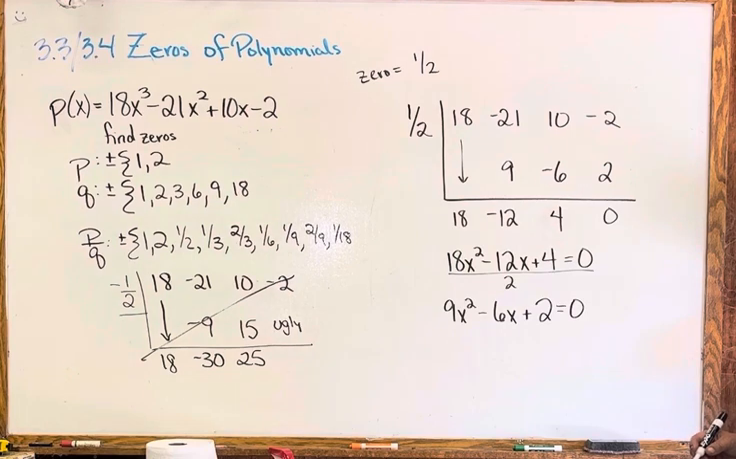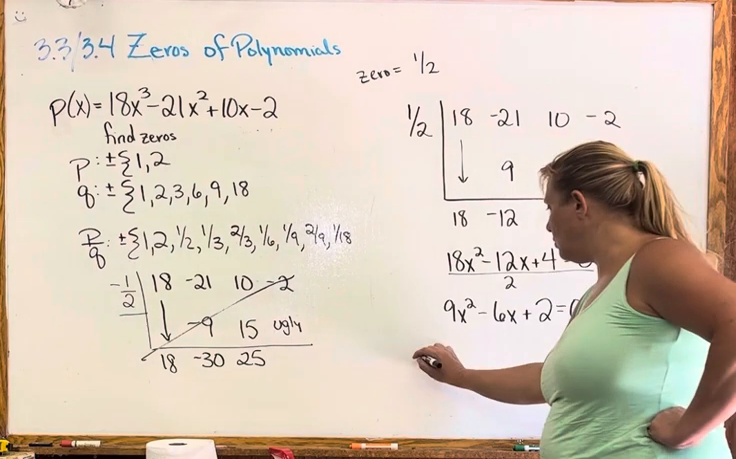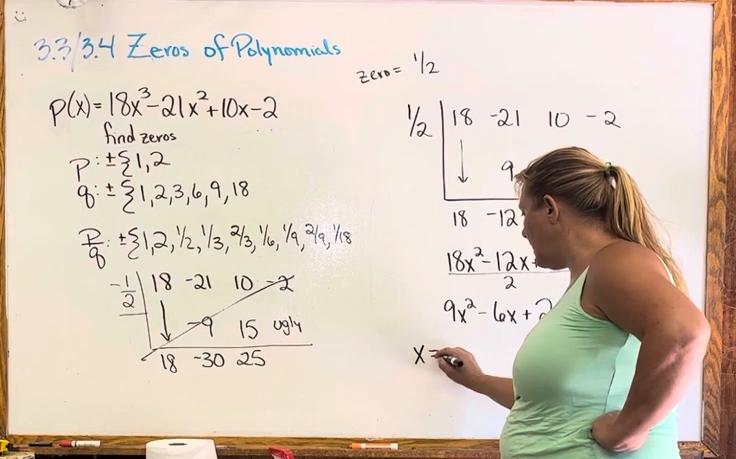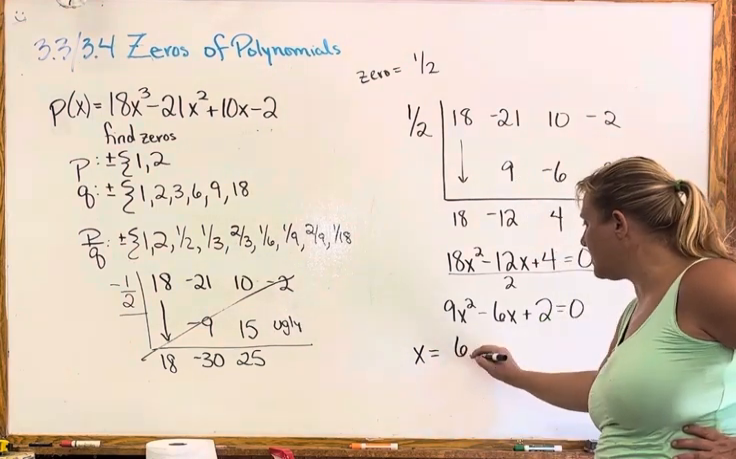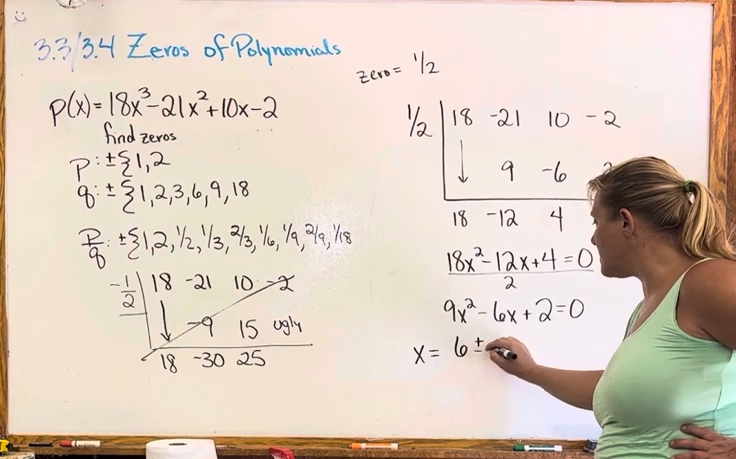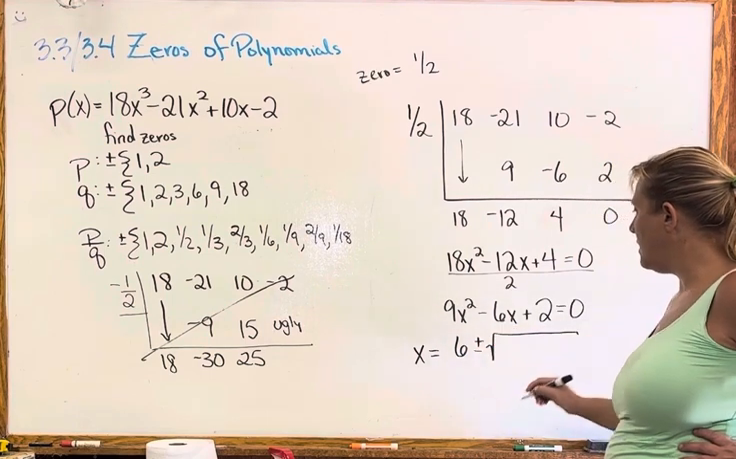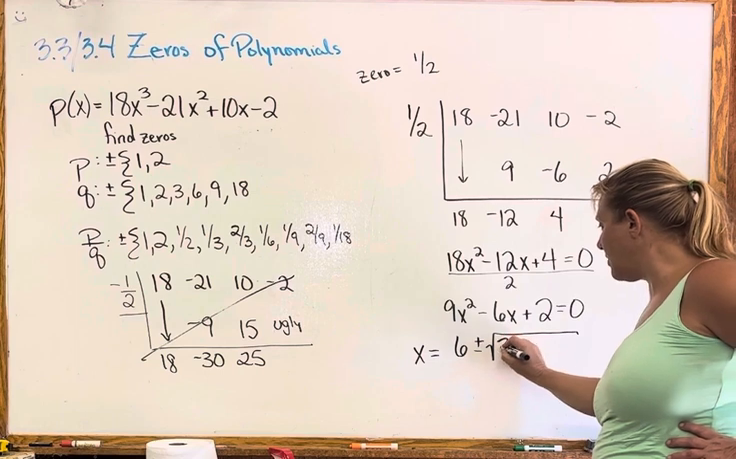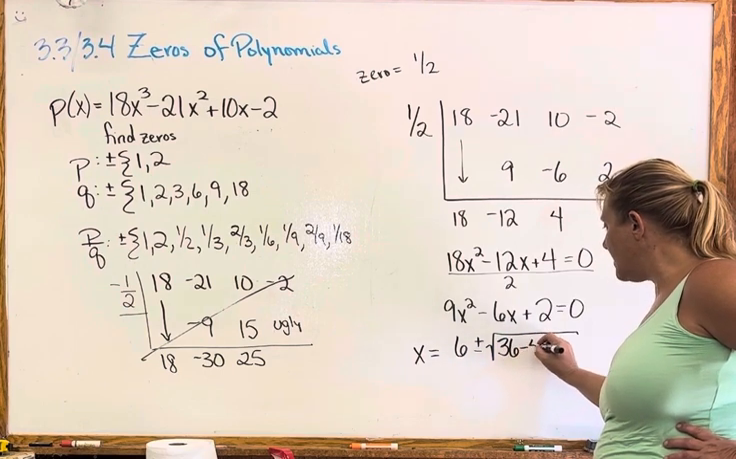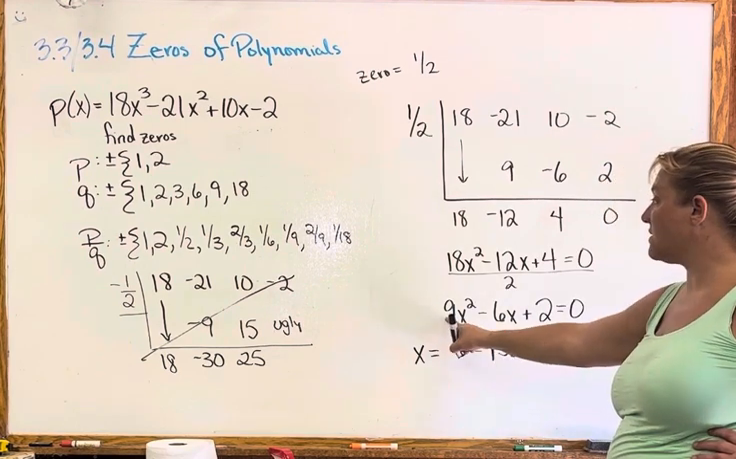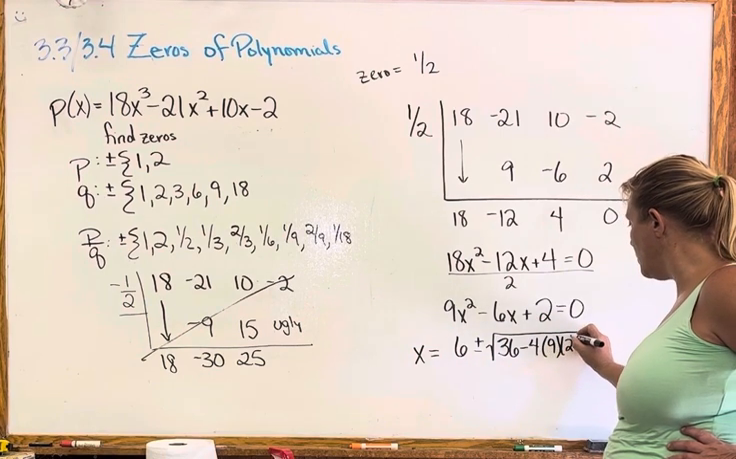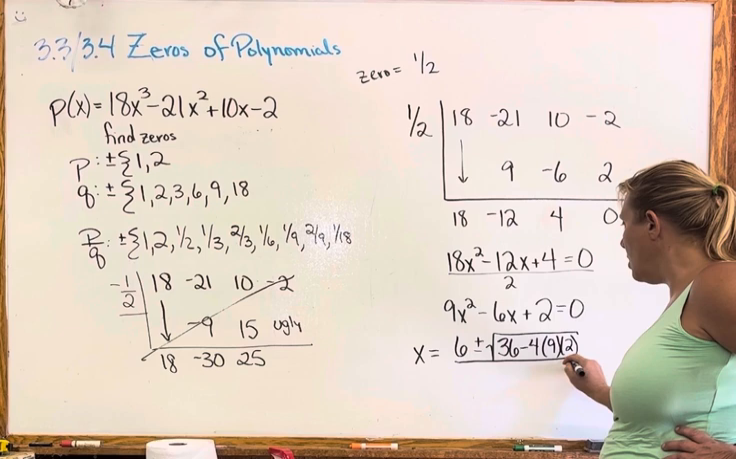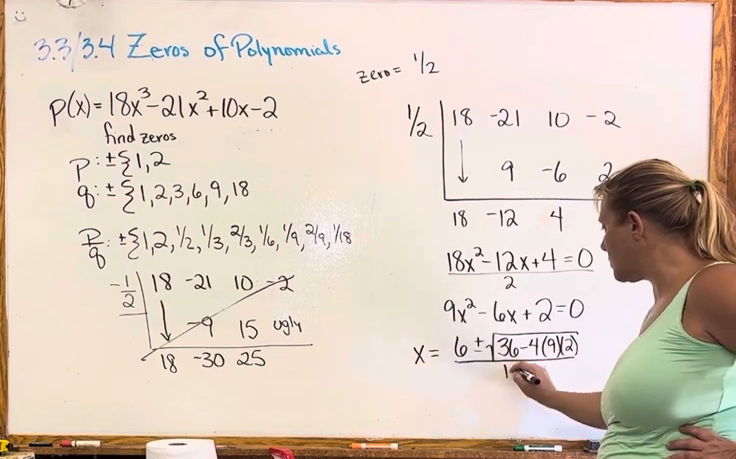Let's use the quadratic formula. So we've got x equals, remember it starts with -b, so that's going to be 6 plus or minus the square root of b squared, so that's going to be 36, minus 4 times a times c, so 9 times 2, all over 2a, which will be 18.